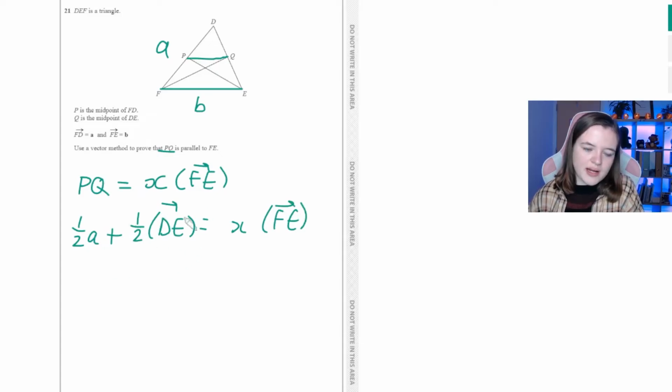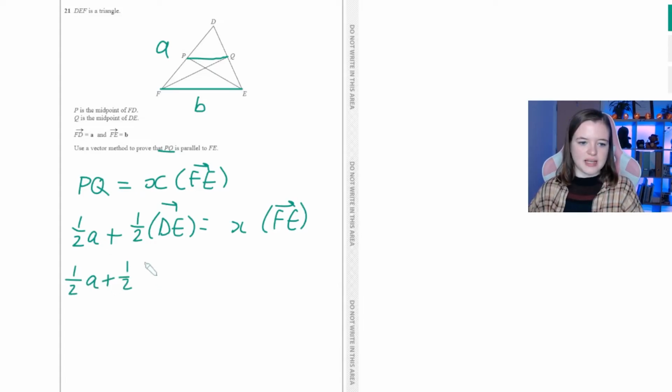Okay, and then we want to find out what DE is. So to go from D to E, we could go straight down here. We don't know much about that track, so let's go around instead. We could go from D to F, which is minus a, and then from F to E, which is b. Let's do that. So we've got half a plus a half of DE, which is just minus a and then plus b, equals all of this stuff still over here.